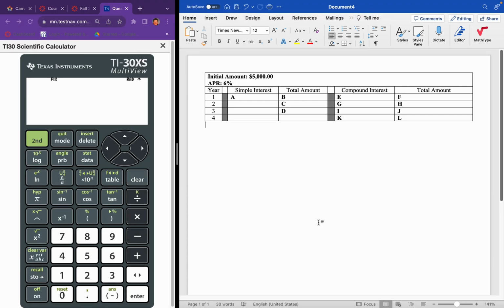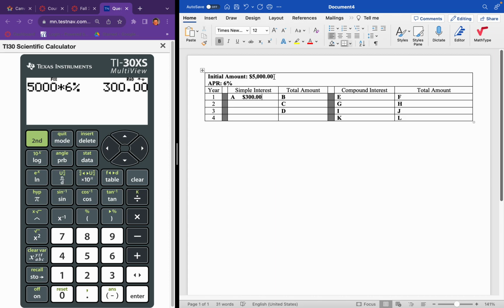Hey friends, we're going to have a quick video on how to complete this table. So first of all, this is simple interest. So we are simply going to take the $5,000 and multiply it by the 6%. So let's take $5,000 and multiply it by 6%. And that's going to be $300. So right here, we have $300.